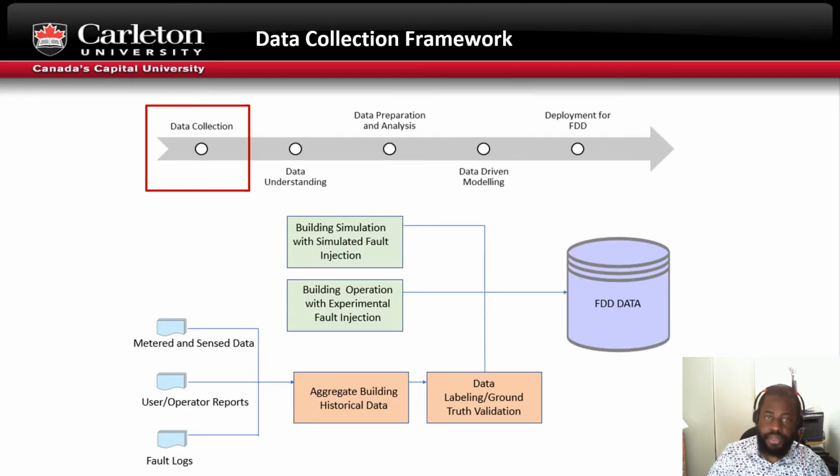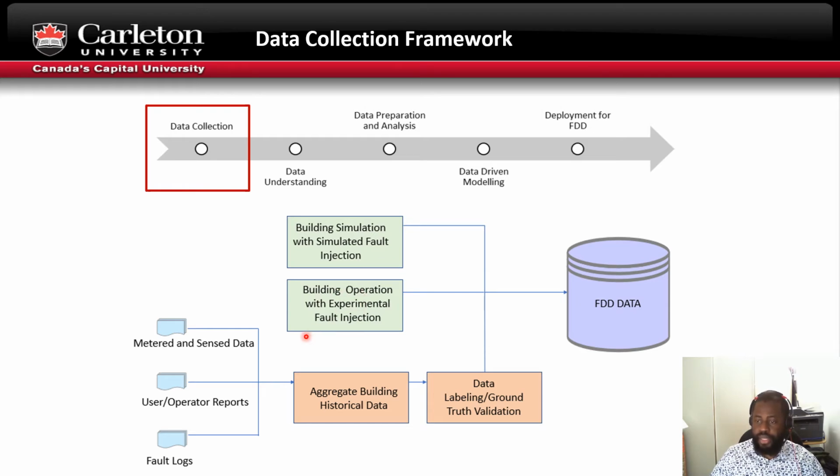So the first step is the data collection. To properly collect data, we developed a framework, which we call the data collection framework. It shows the different ways in which data can be collected in the building. Data can be collected through simulation, and in collecting data through simulation, we have to use some simulated fault injection to cover for faulty data. Data can also be collected through the operation of the building or a physical model of the building with fault injection.